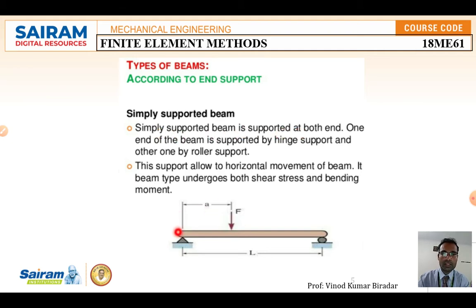One end of the beam is supported by a hinge and the other end is supported by a roller support. This support allows the horizontal movement of the beam, and the beam may undergo both shear stresses and bending moment. Here the roller support is nothing but a support where the movement of the rod or structure takes place along the x direction.